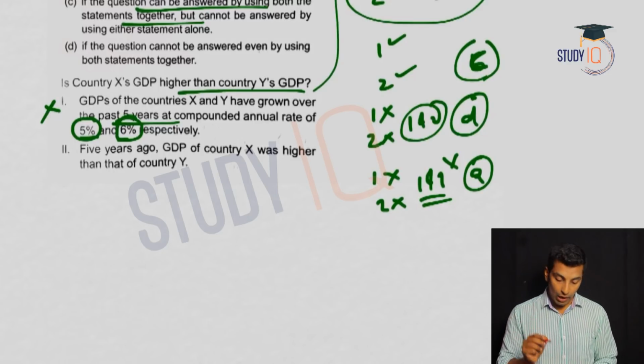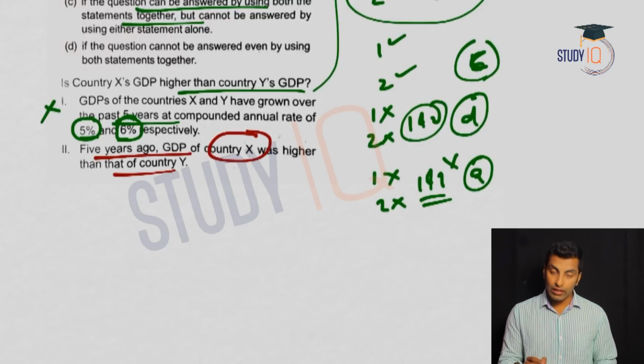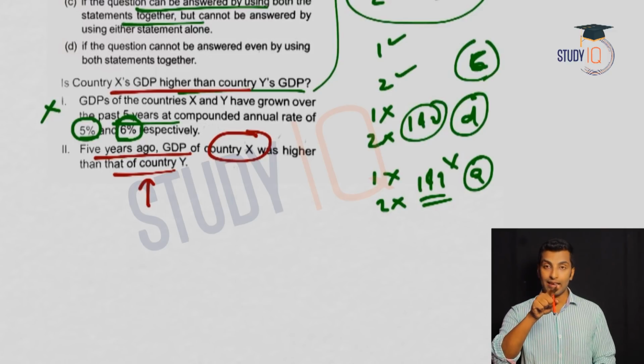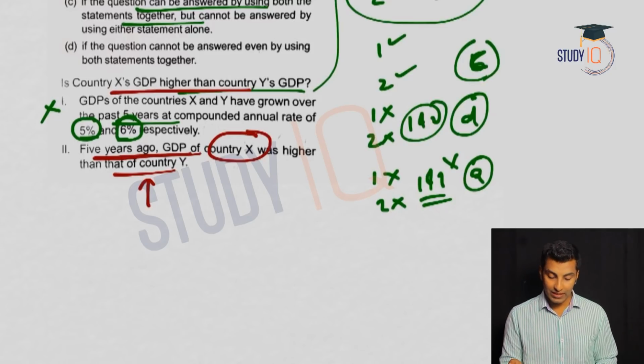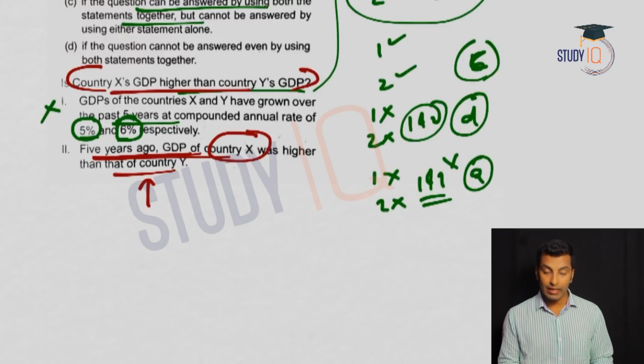Now let's look at statement 2 alone. 5 years ago, GDP of country X was higher than GDP of country Y. So here the question is whether country X's GDP is higher than country Y's GDP now or not. But what we know is that 5 years ago GDP of country X was higher than GDP of country Y. They are asking about the present, right? We know 5 years ago that was the situation, but we don't know anything about the present situation. So with this statement also you can't answer the question. X was higher 5 years ago, but the question is about this year, so we have no other idea, right? I hope you understood this.